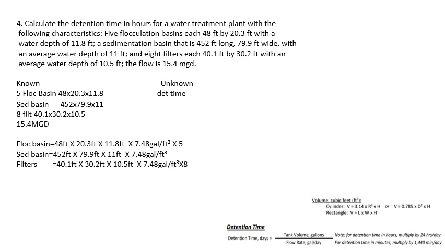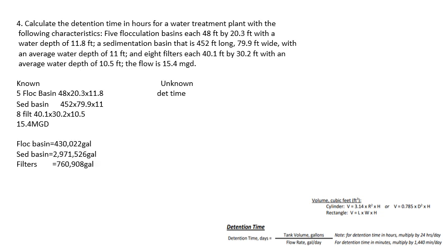Plug in all your numbers: 48 feet by 20.3 feet by 11.8 feet times 7.48 gallons per cubic foot. And there are 5 flocculation basins, so multiply by 5. Sedimentation basin of 452 feet by 79.9 feet by 11 feet by 7.48 gallons per cubic foot. And your filters, 40.1 foot by 30.2 foot by 10.5 foot times 7.48 gallons per cubic foot, and there are 8 filters, so multiply by 8.